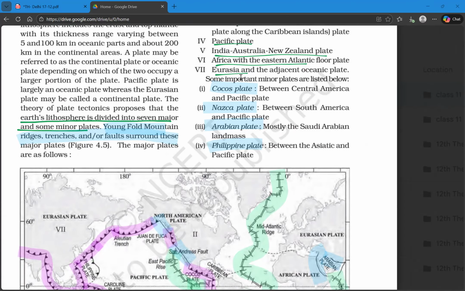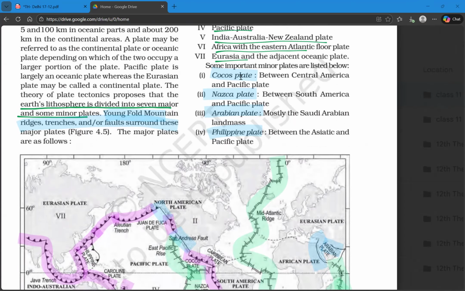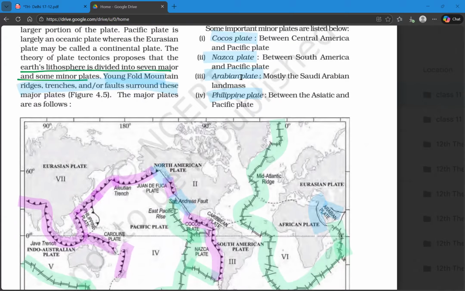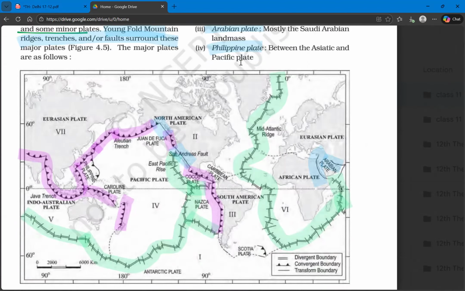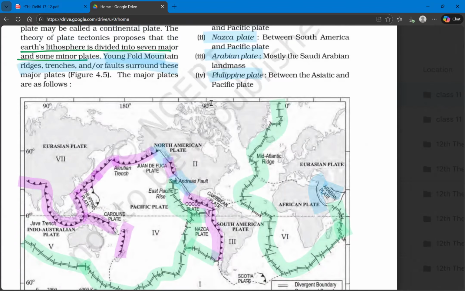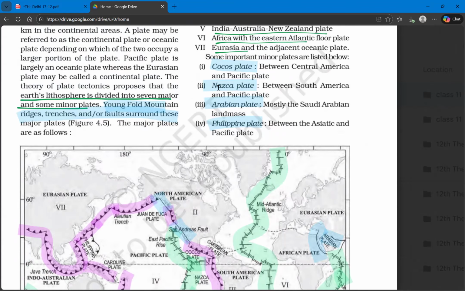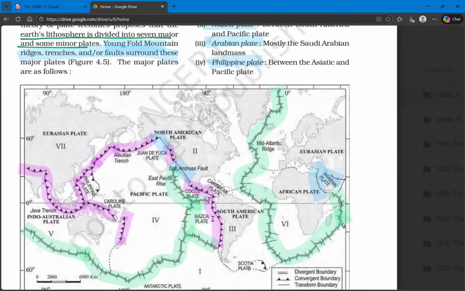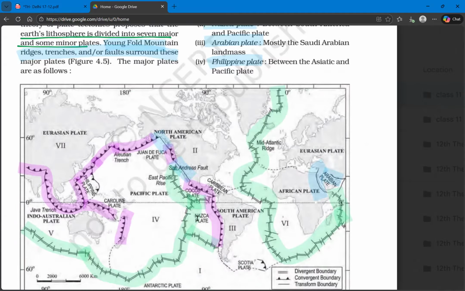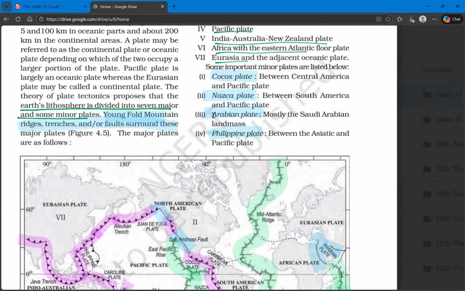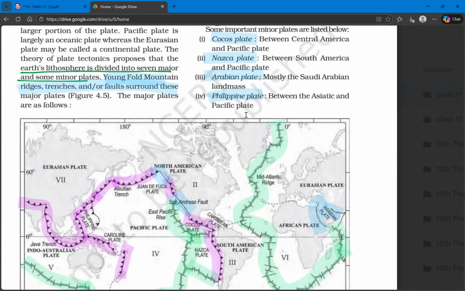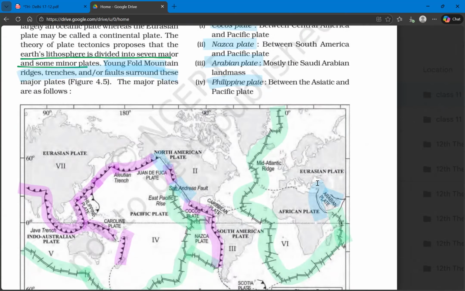The first one is the Cocos plate. Next, we'll see where the Cocos plate is. It is here, between North and South America along the Pacific Ocean. Next, we have the Nazca plate. Nazca is adjacent to the western coast of South America. Next one, we have the Arabian plate. Where is the Arabian plate? Here it is.